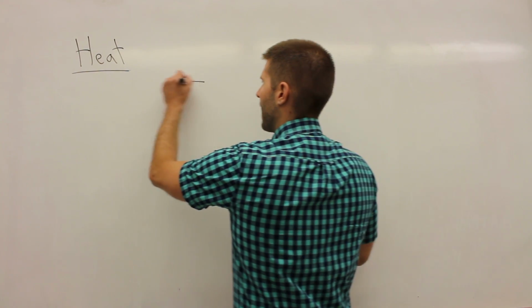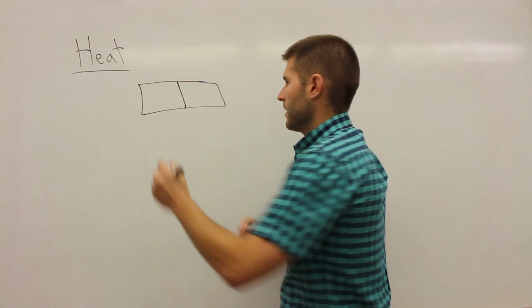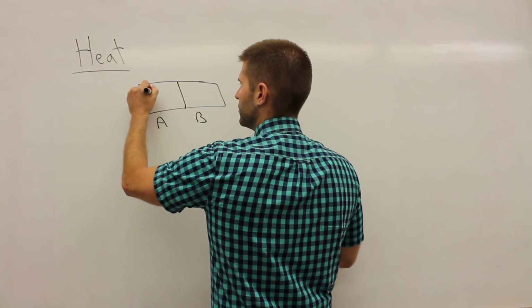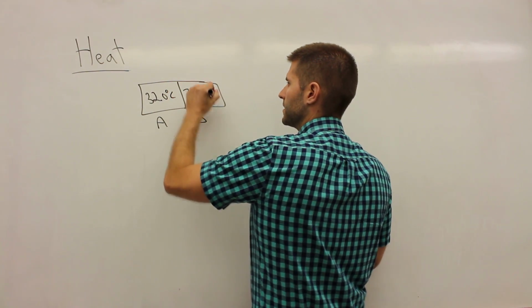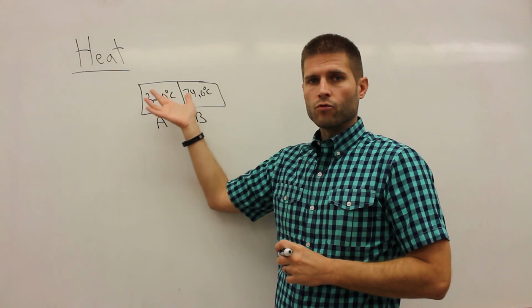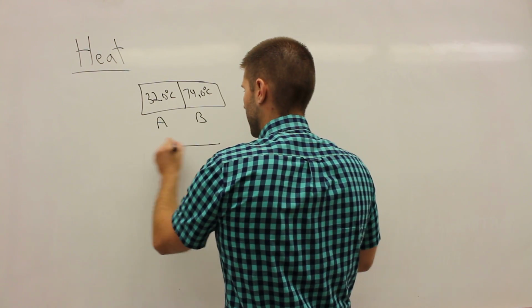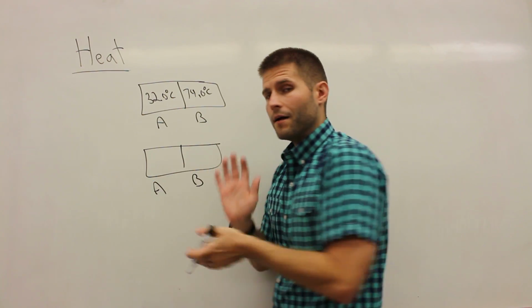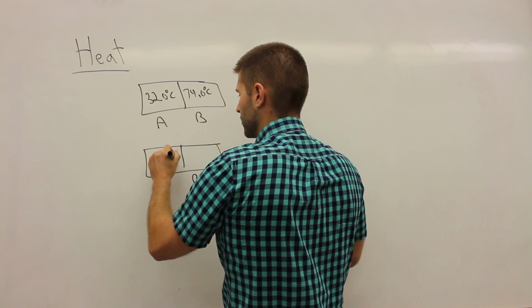So let's say we have two blocks that are connected, that are touching each other. We have block A and we have block B. And let's say block A is at 32 degrees Celsius and block B is at 74 degrees Celsius. Now, over time, what will happen is the temperature will equilibrate to something in between those two numbers. So let's say over time, A and B will become the same temperature and it'll be somewhere in the middle of this. Let's just say it's going to be 54 degrees Celsius.